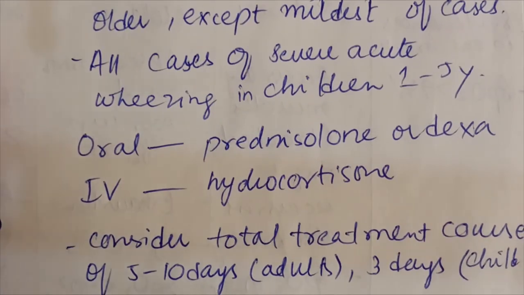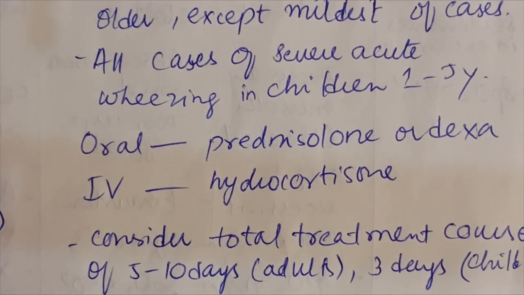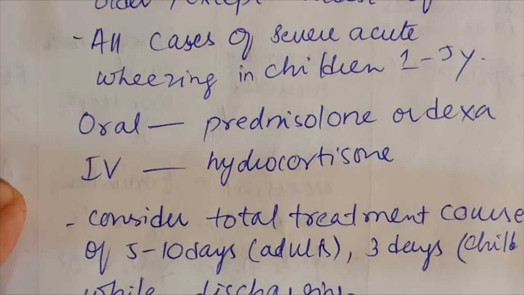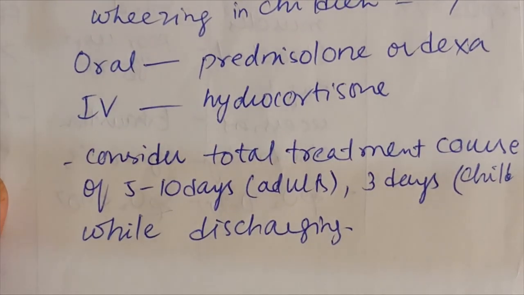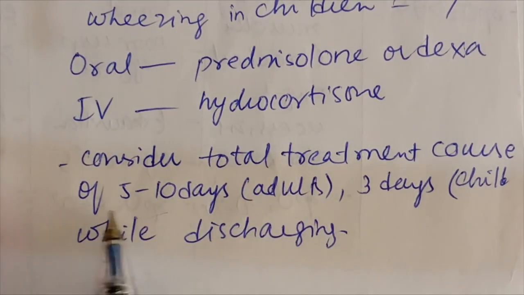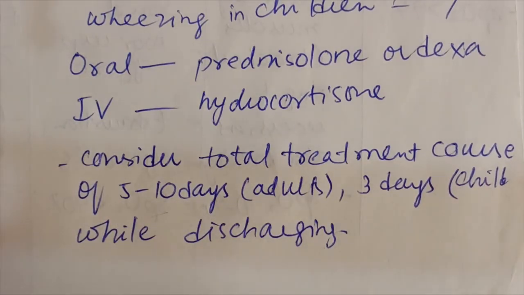Oral steroid is prednisolone or dexamethasone, and IV is hydrocortisone. If the patient cannot tolerate or is not able to take oral therapy, we are going to shift to IV therapy. Consider a total treatment course of 5 to 10 days in adults and 3 days in children while discharging.